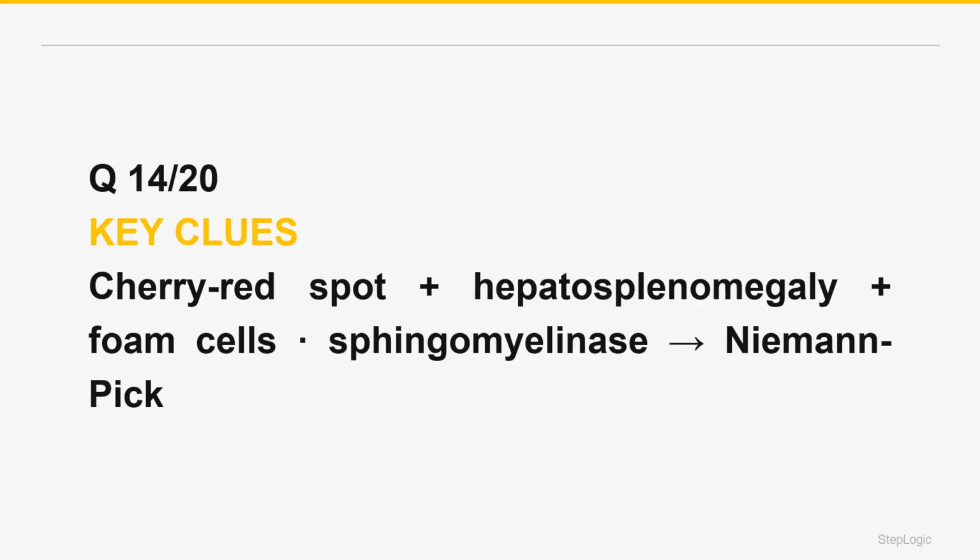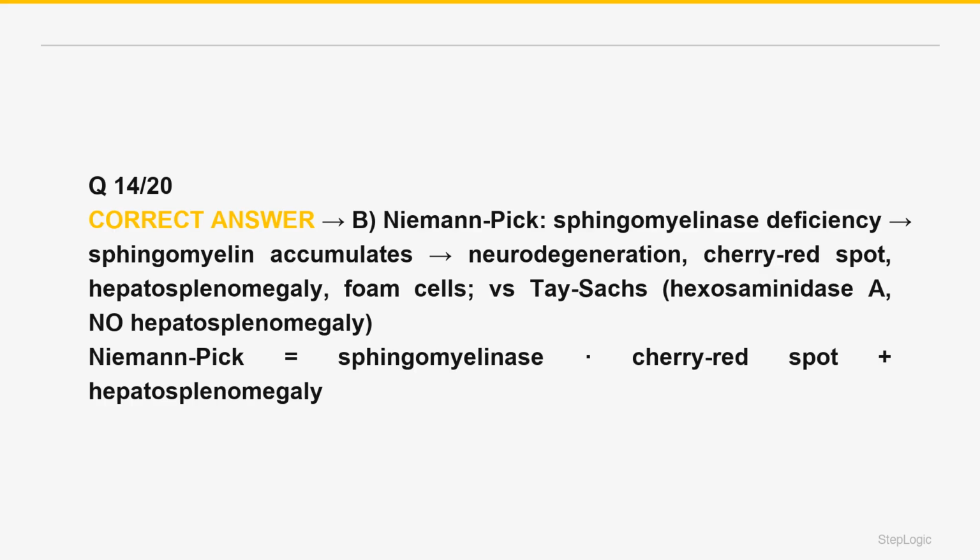This is Niemann-Pick disease type A, a lysosomal storage, sphingolipidosis disorder, autosomal recessive, more common in Ashkenazi Jewish infants. The deficient enzyme is sphingomyelinase, so sphingomyelin accumulates in lysosomes throughout the body. This produces progressive neurodegeneration, loss of milestones, hypertonia, a cherry red spot on the macula, and characteristic hepatosplenomegaly with lipid-laden foam cells, foamy macrophages in the marrow and organs. The correct answer is B.